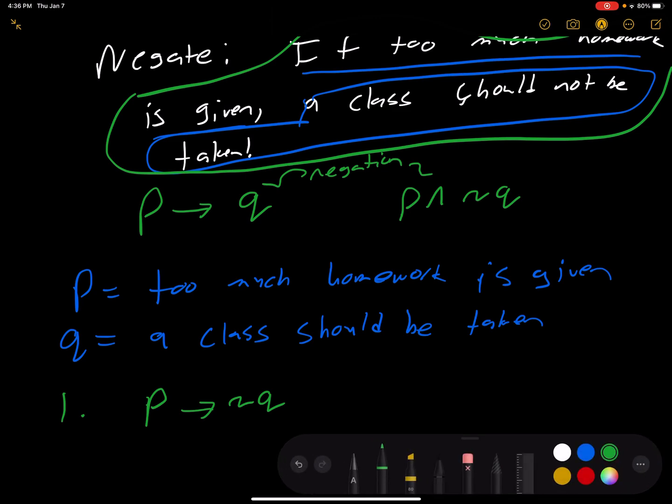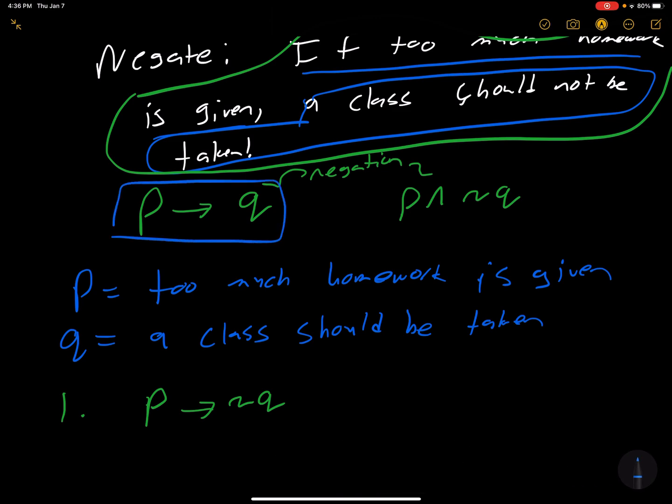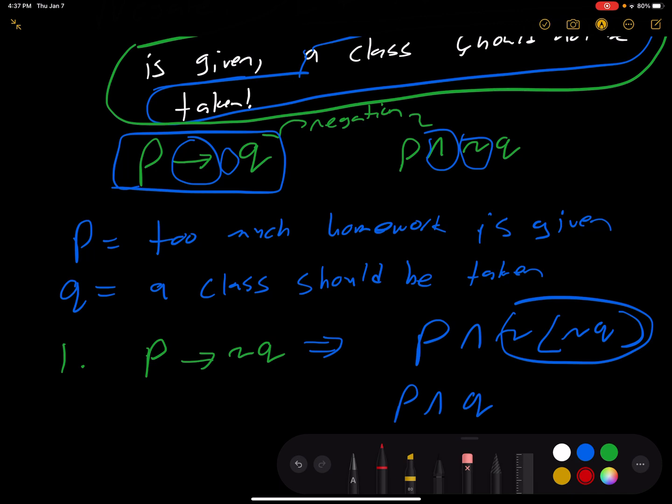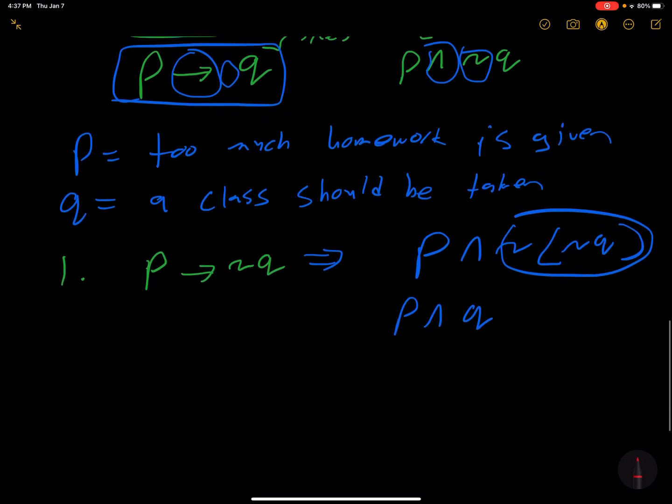Well, the negation of P implies Q is just where we switch this sign to an and sign, and then we include a negation, or a not. So we'll do the same thing here. This is going to go to P and not not Q. And we remember from previous classes that this is the same as P and Q, because the not cancels out. And so what we're left with is P and Q.